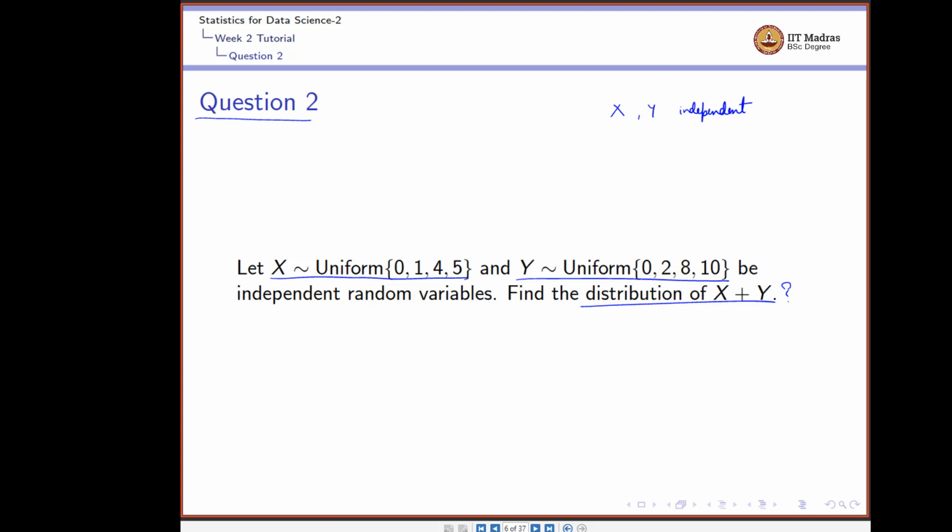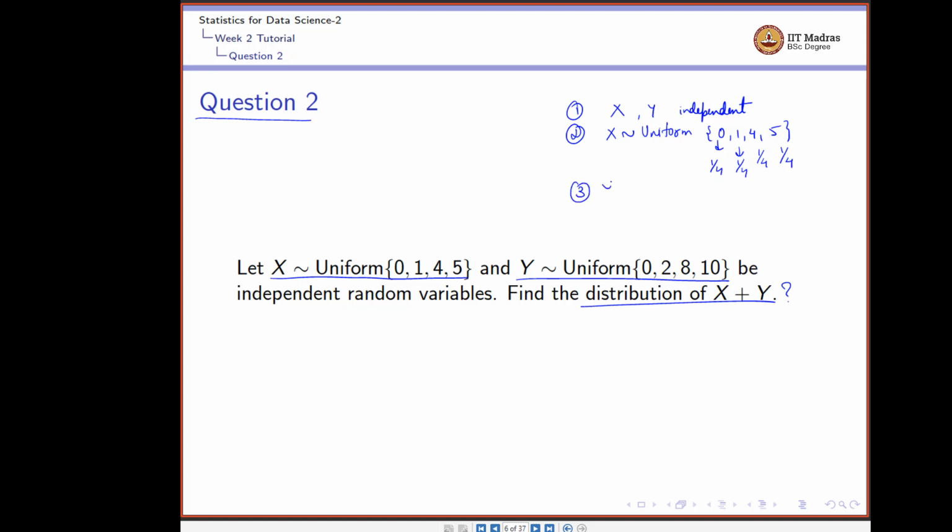Now what information do we have? First, x and y are independent. Second, x is uniform in {0, 1, 4, 5}. So the probability distribution is: probability that x equals 0 is 1 by 4, probability that x equals 1 is 1 by 4, x equals 4 is 1 by 4 and x equals 5 is 1 by 4.